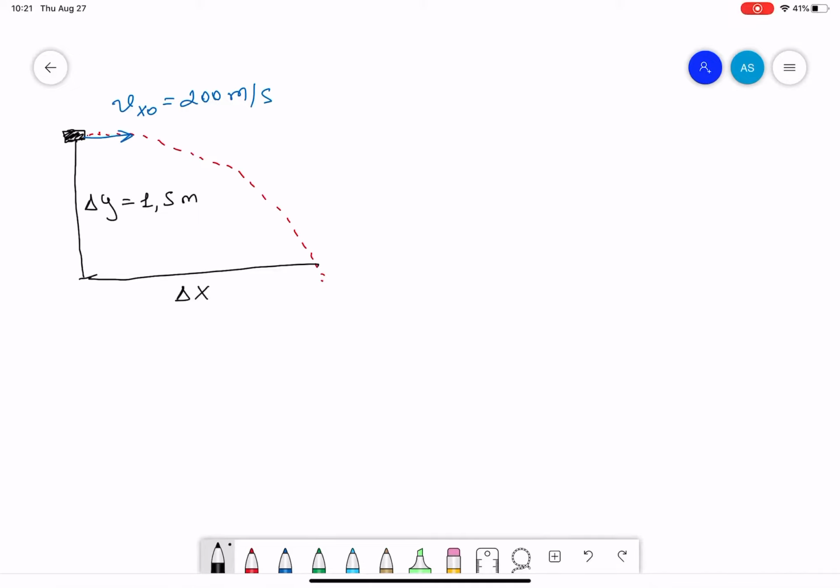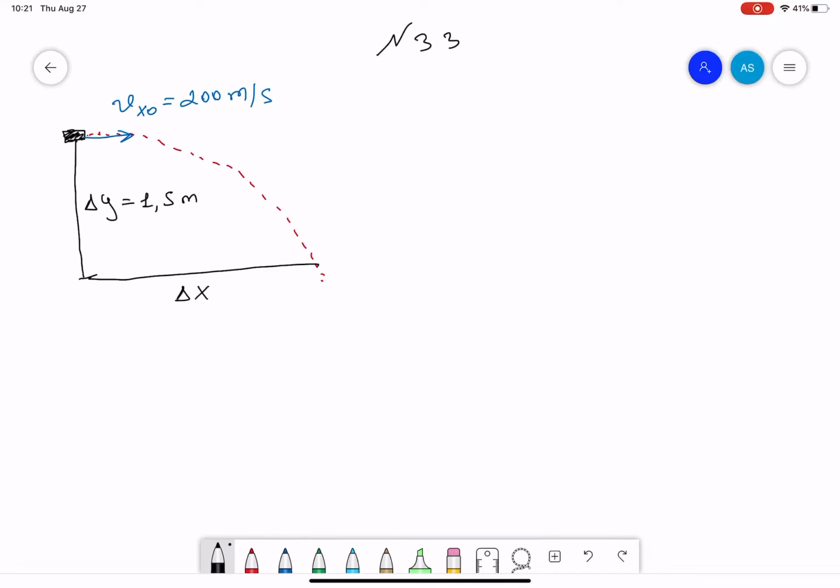Hello students, today I'm going to solve problem number 33 from projectile motion, which is taken from the book. Here we have a bullet which is shot horizontally from shoulder height, which is 1.5 meters, with an initial speed of 100 meters per second.